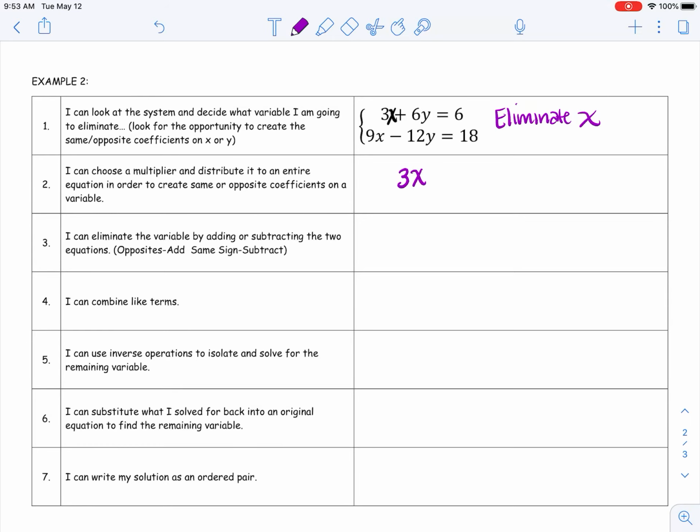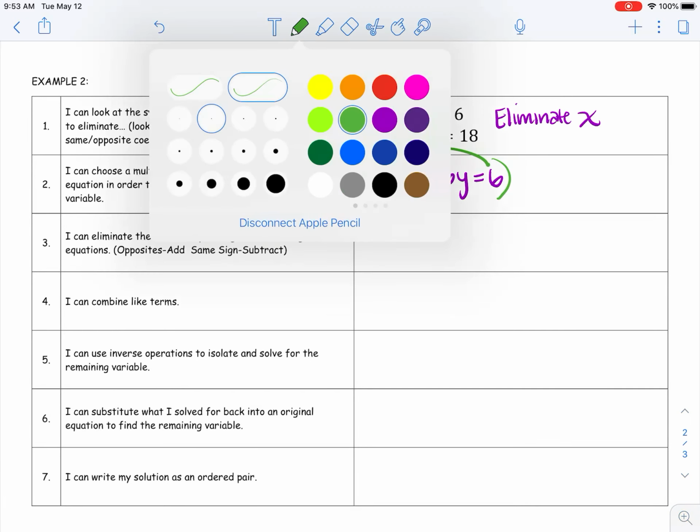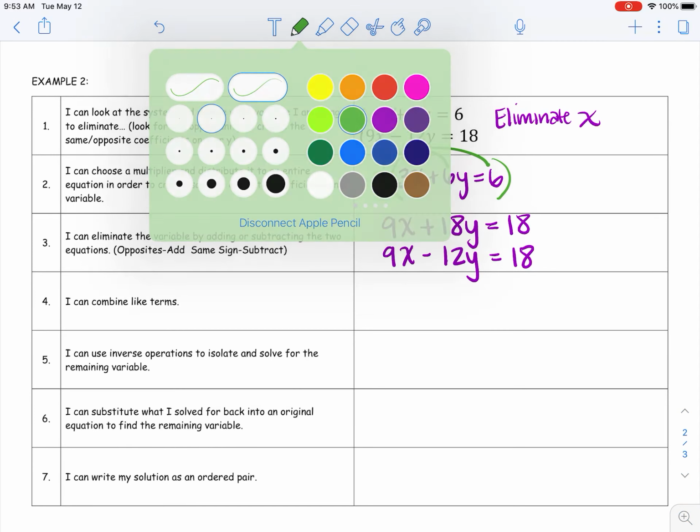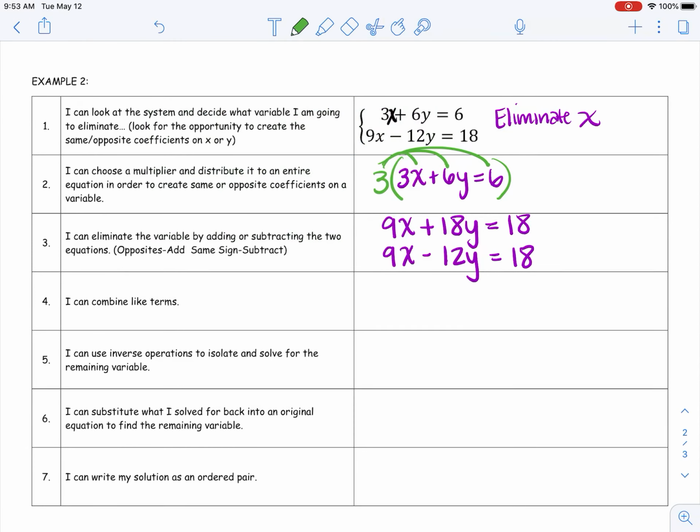I'm going to eliminate x by multiplying this entire equation by 3, and I'm going to make sure that I distribute. So if I have 3 times 3x, that gives me 9x plus 18y equals 18. And again, I'm going to rewrite my second equation up top. Okay, so this is my new system, and now I'm ready to eliminate.